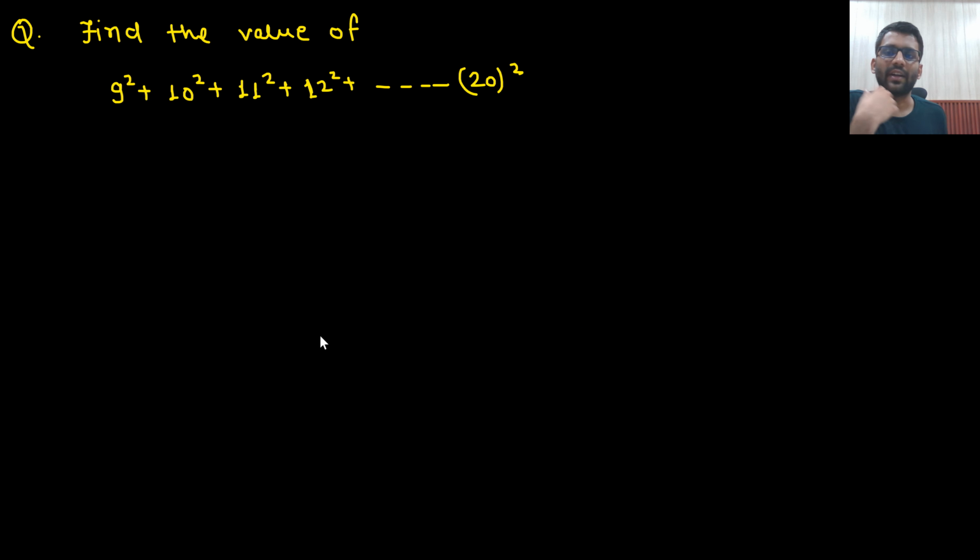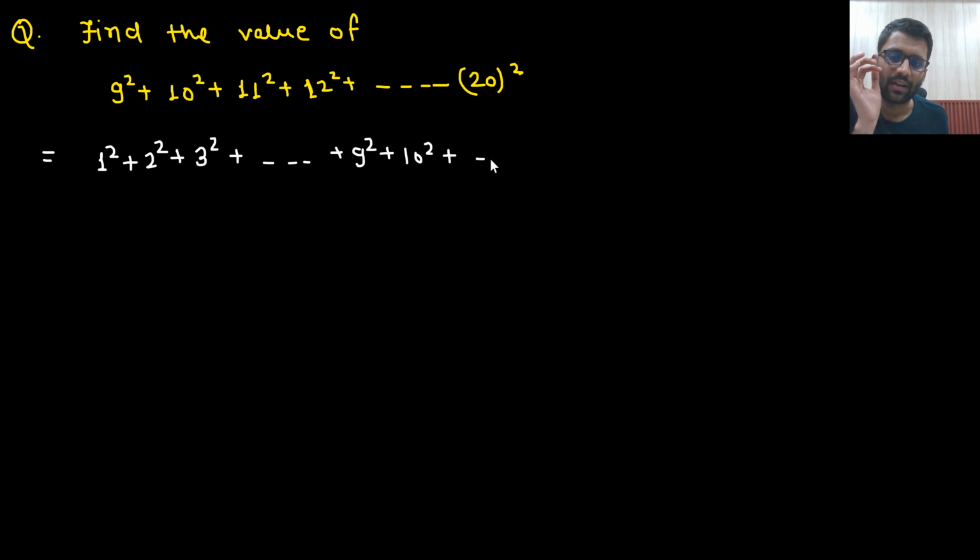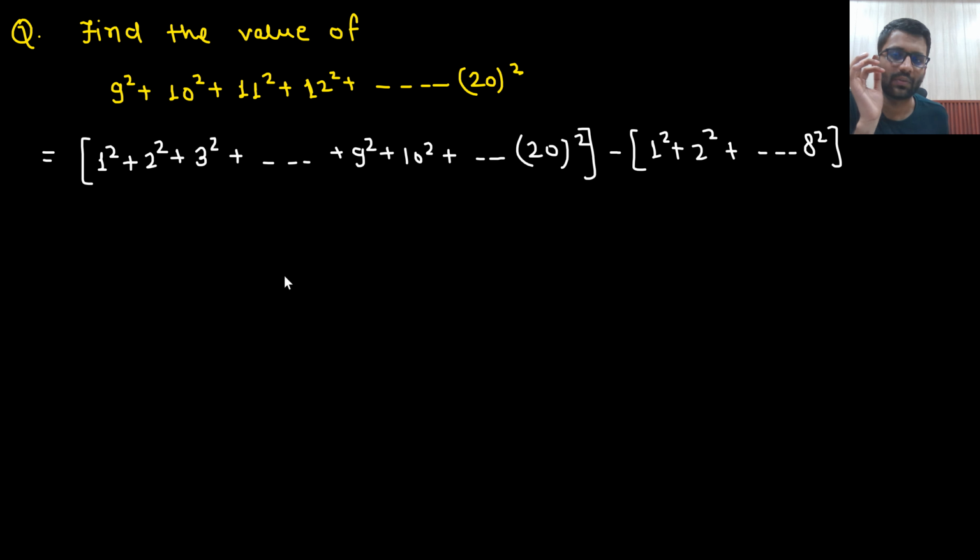Okay, find the value of this. So there is no formula from 9 to 20. From 1 to 20 we are having a formula, right? So I can write this in this manner: 1 square plus 2 square plus 3 square plus 9 square plus 10 square and so on till 20 square, minus 1 square plus 2 square till 8 square. Say yes or no? Because 1 square to 8 square should not come, so that I need to subtract.